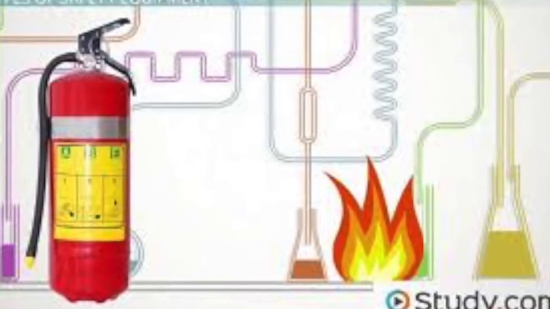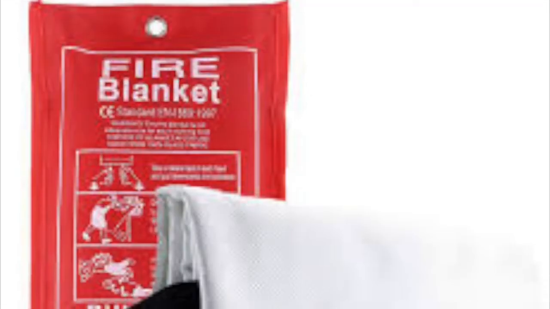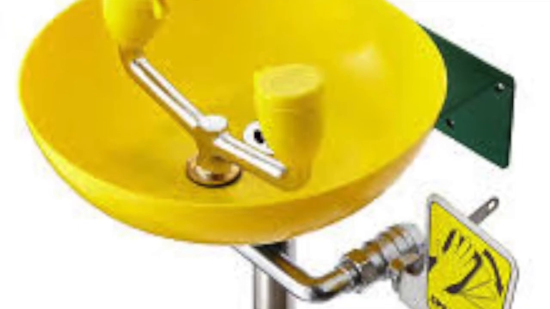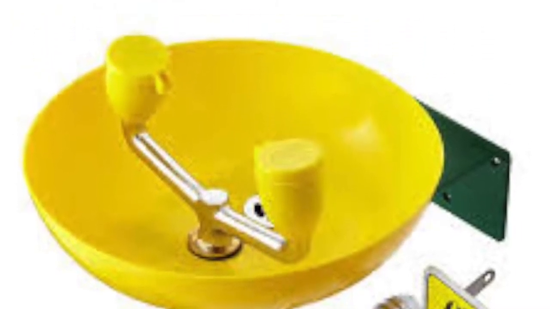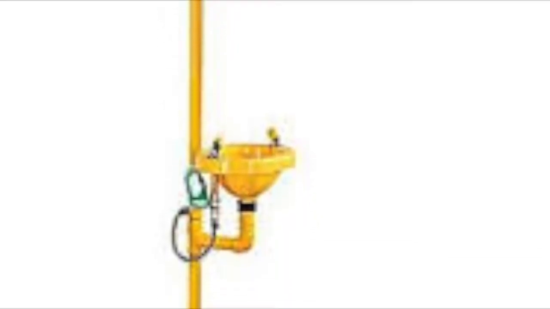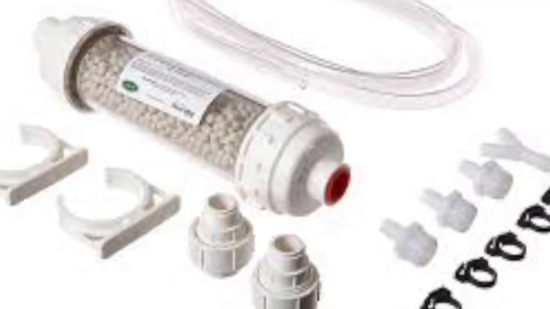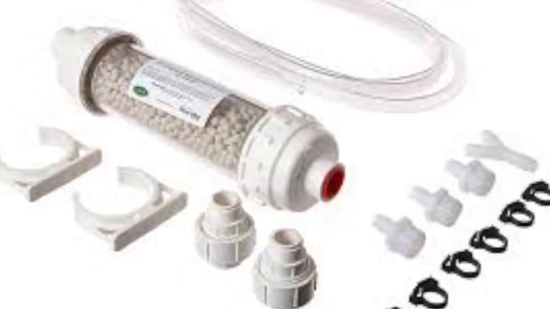For a fire extinguisher, it is used to put fires out, as well as a fire blanket. An eye wash station is used to wash chemicals out of your eye, and you have to stay there for 10 to 15 minutes before seeking other help. An emergency shower is for if you spill any chemicals on your body and need to get them off quickly and effectively. A neutralization kit is used in order to neutralize an acid or a base.